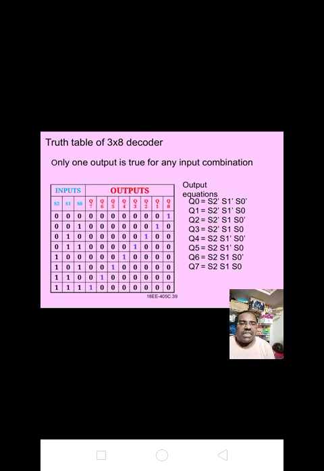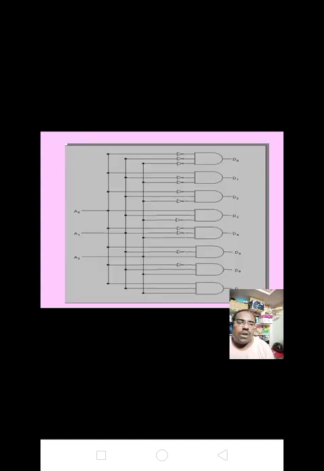Next, the output equations are Q0 equals S2 bar S1 bar S0 bar, Q1 equals S2 bar S1 bar S0, Q2 equals S2 bar S1 S0 bar, Q3 equals S2 bar S1 S0, Q4 equals S2 S1 bar S0 bar, Q5 equals S2 S1 bar S0, Q6 equals S2 S1 S0 bar, Q7 equals S2 S1 S0. This is the logic circuit diagram for the 3 into 8 decoder.